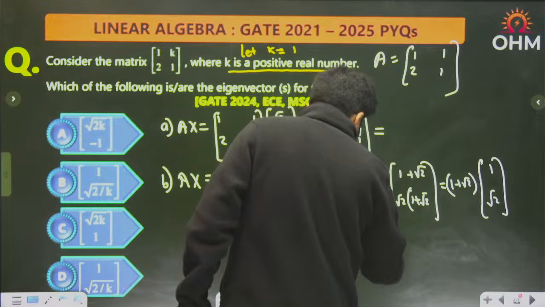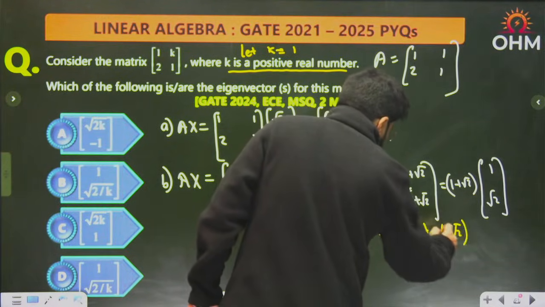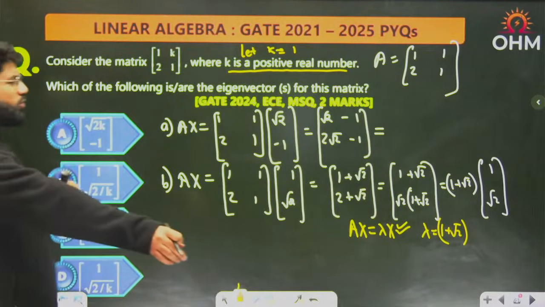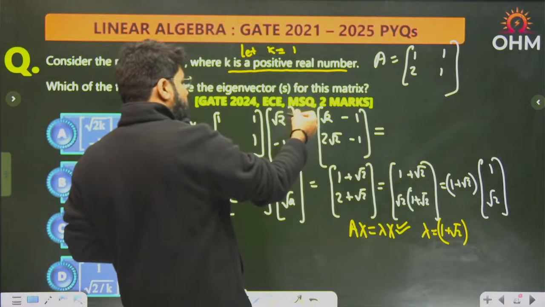Ax equals lambda x, correct? With what value of lambda? 1 plus root 2. With the value of lambda 1 plus root 2. Okay. So, similarly, I was trying to find the logic. Here this is 1 and root 2 times.